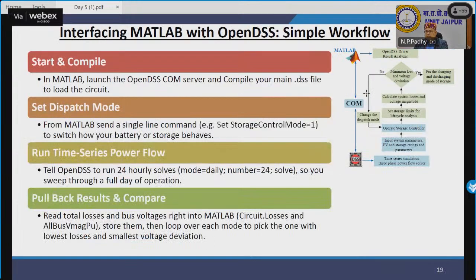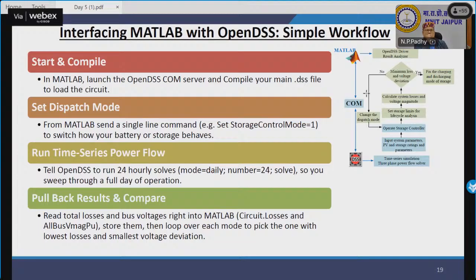Now, interfacing MATLAB with OpenDSS, the simple workflow. I've given it on the right-hand side, but how do you integrate those two things? Start and compile: in MATLAB, launch the OpenDSS COM server and compile your main.dss file to load the circuit. Set dispatch mode: from MATLAB, send a single-line command, set storage control mode equal to 1, to switch how your battery or storage behaves.